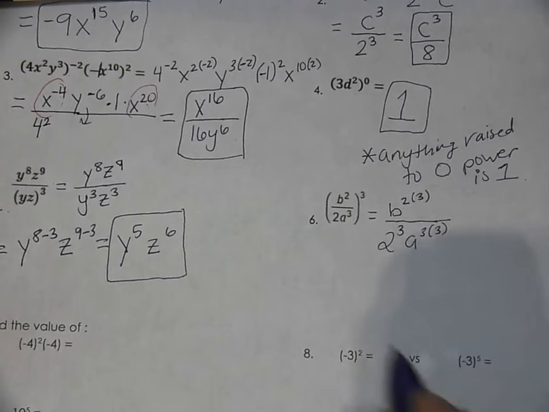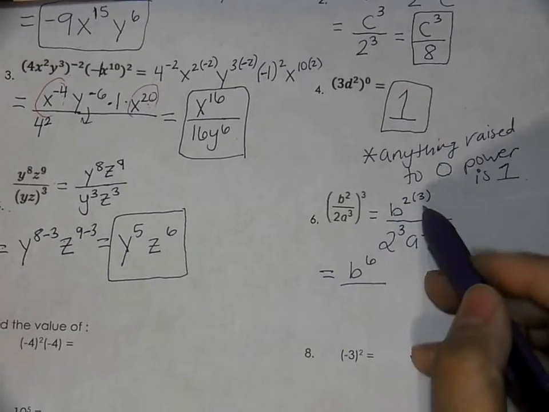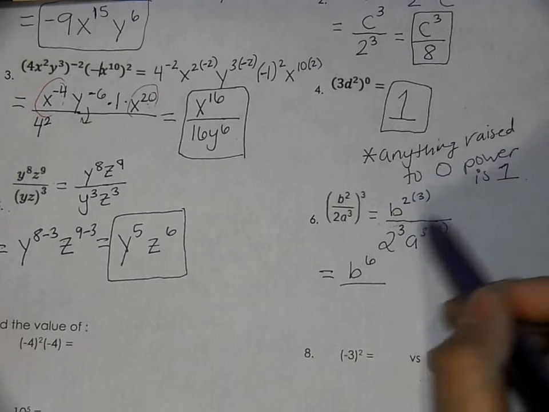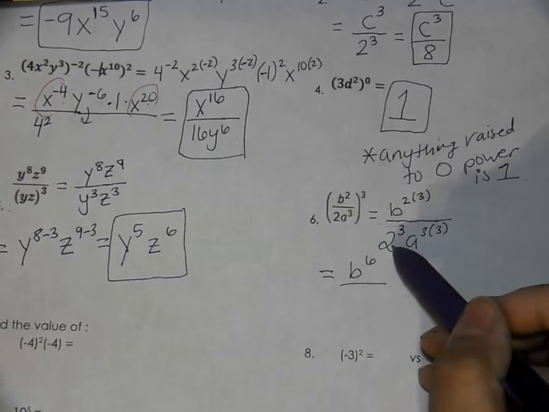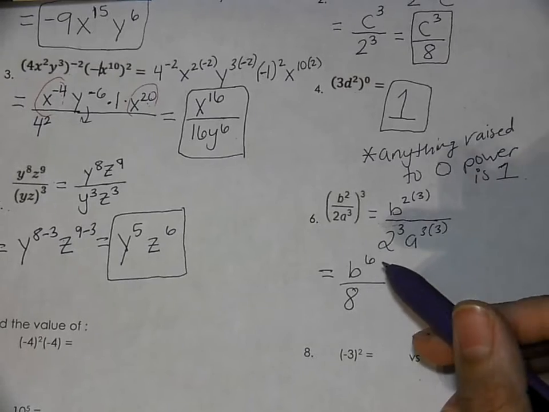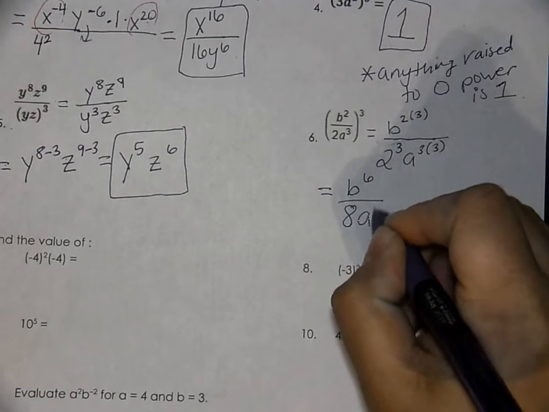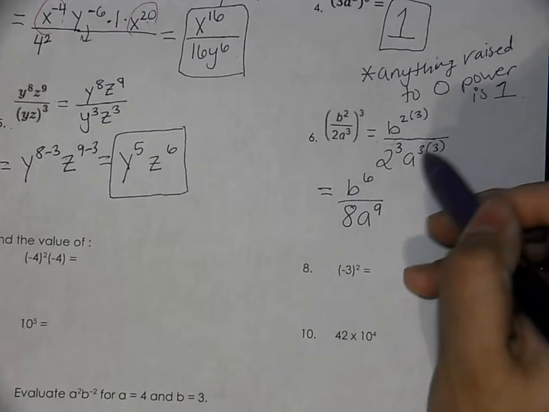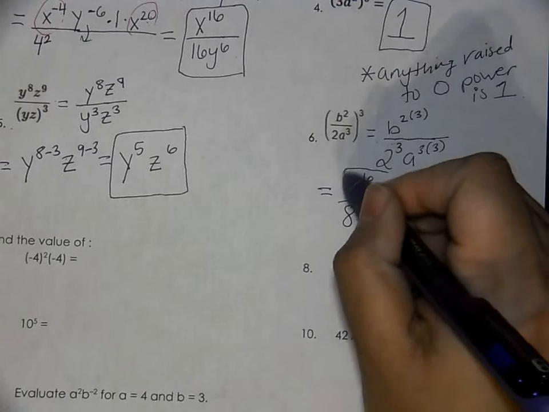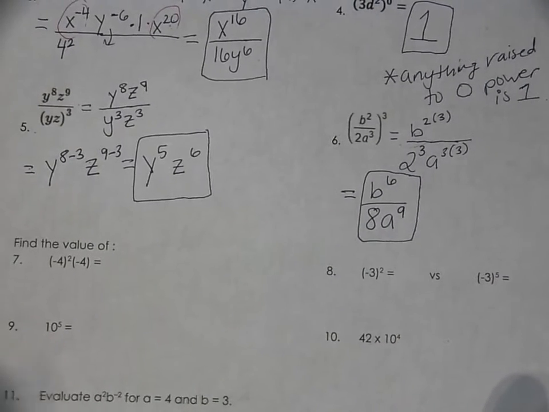Now it's time to simplify. So we get b to the 6th for the numerator so far, because just b and then 2 times 3. 2 to the 3rd power is 8. You can use a calculator to help you, but it's just 2 times itself, 3 times. So 2 times 2 times 2 is 8. And then a would be to the 9th power, because 3 times 3 is 9. And that is my final answer.